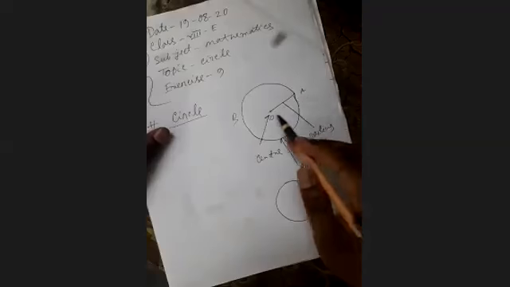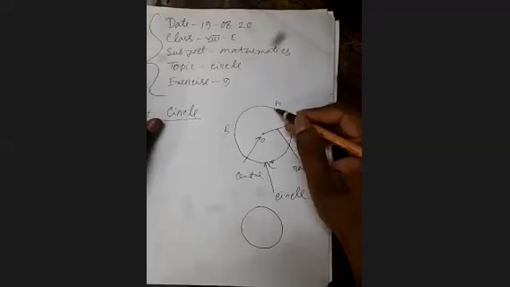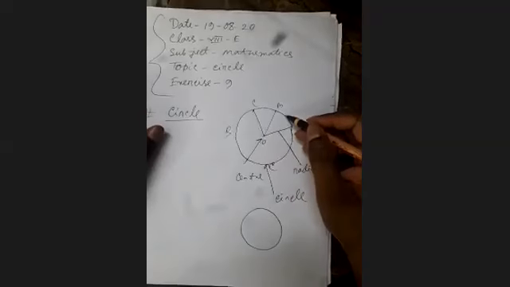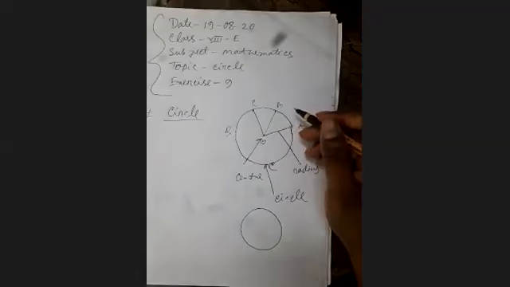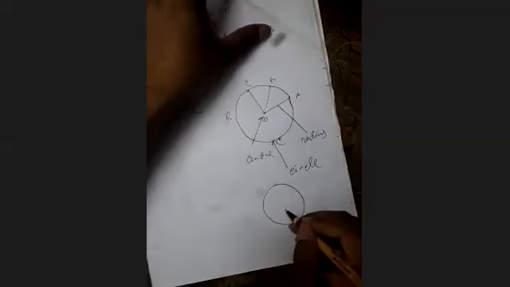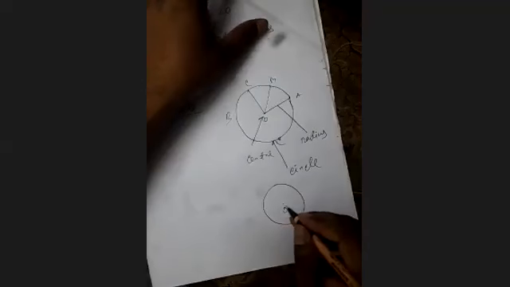Radius means the fixed distance from the center to any point on the circle. Let another point be B. Then OB is the radius, or another point is C, then OC is the radius. So from any point on the circle to the center, this distance is called the radius. Okay. Yes, sir.